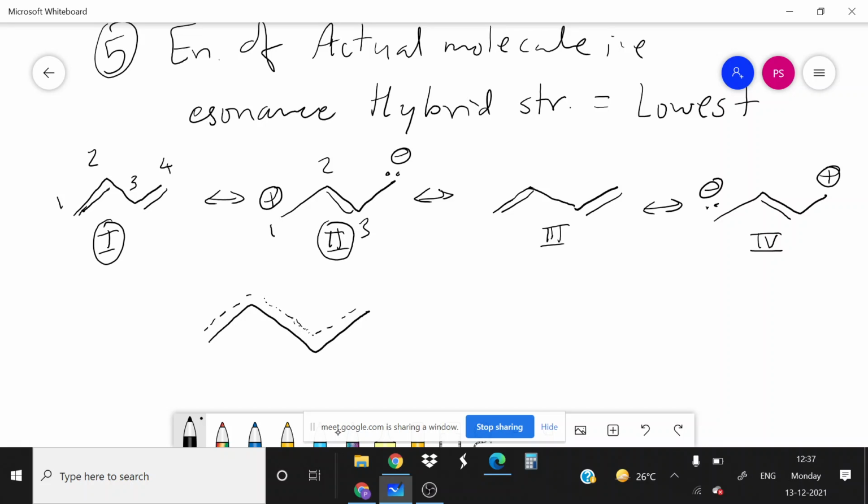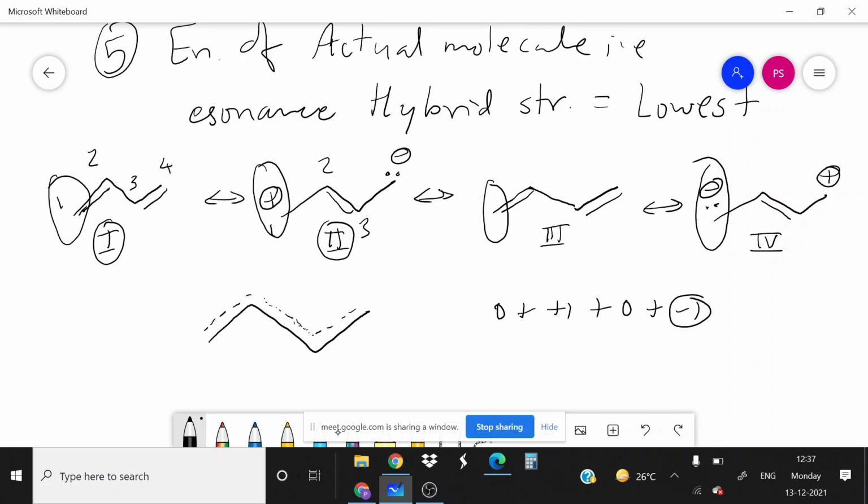Now you can see structure number 2. Positive charge is on the right hand side, negative charge is on the left hand side. Here it is zero charge, zero charge. So 0 plus plus 1 plus 0 plus minus 1. So the average charge is 0.